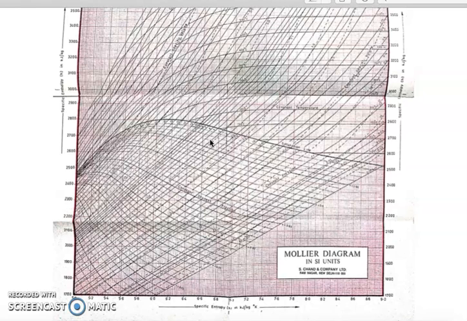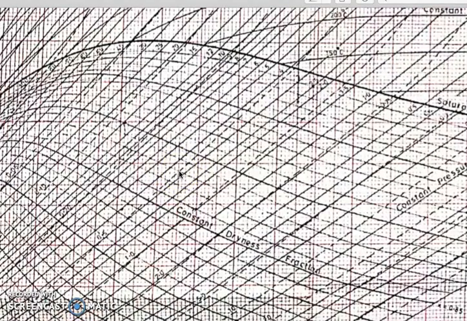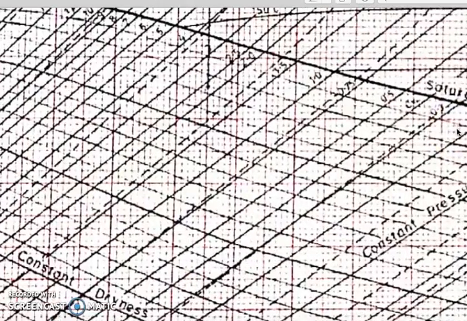Now I'll tell you how to read the properties using the Mollier chart. For that, let us take a point. As we know that this is the saturation line, above this line the condition will be superheated and below this line the condition will be wet; on the line it will be the saturated condition. So let us take any point in a region. I am taking this point.